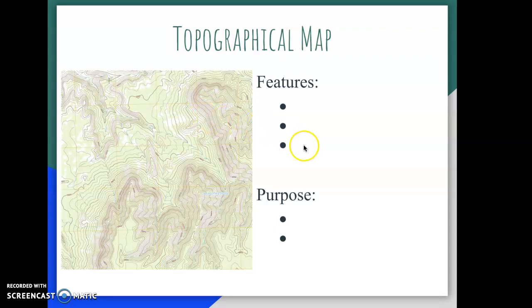But these are used for people who are camping, people who are hunting, urban planners trying to develop a neighborhood, or anyone that's building. You want to know what the ground looks like, and this is what a topographical map does. It shows the shape of Earth's surface. All right, that's the purpose of the topographical map.